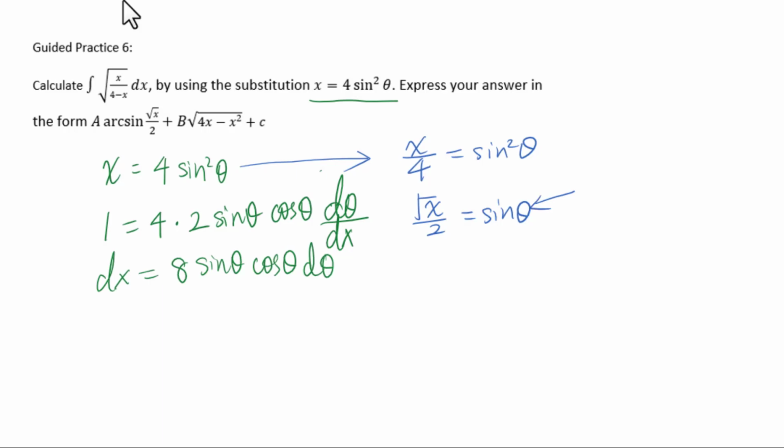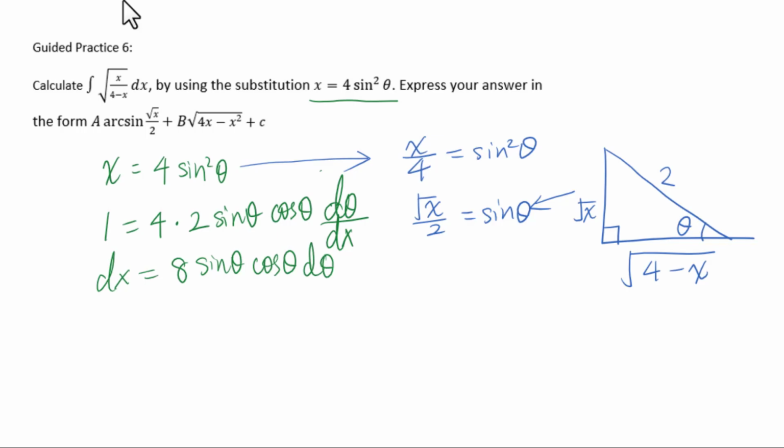From here, we can create a right triangle. This is theta. This is a right angle. Opposite is square root of x, hypotenuse is 2, and the adjacent side will be square root of 2 squared, which is 4, minus x.